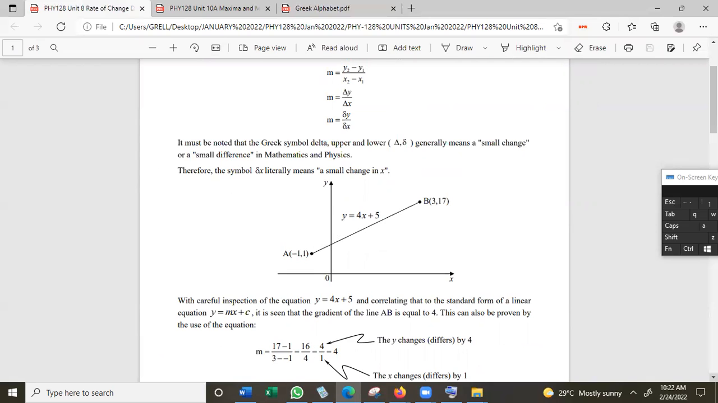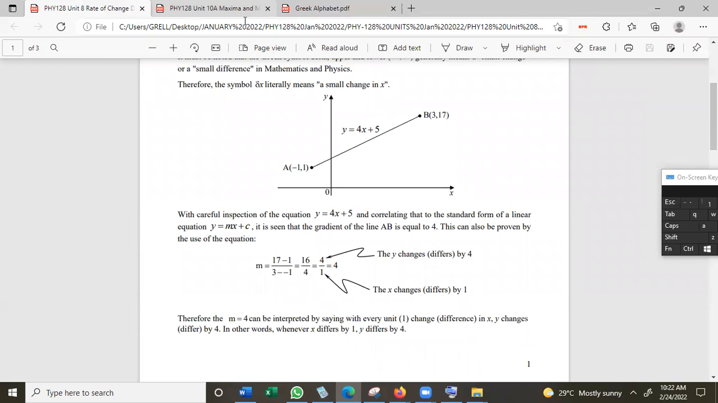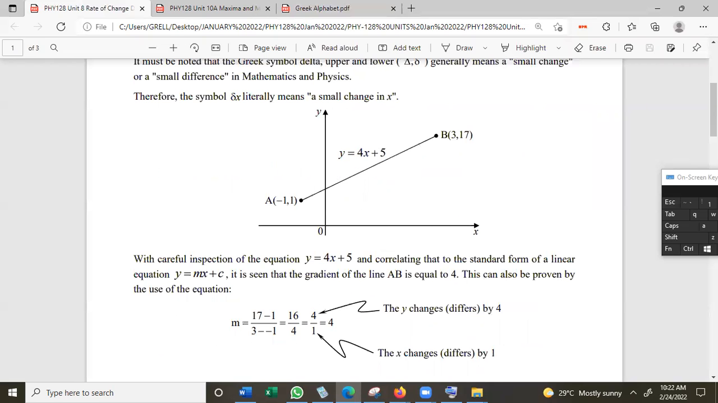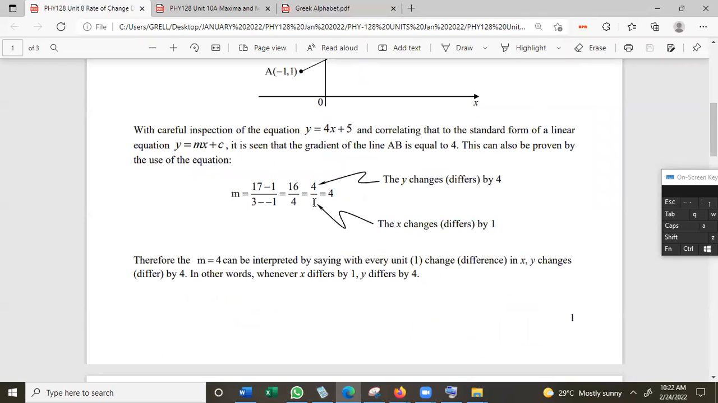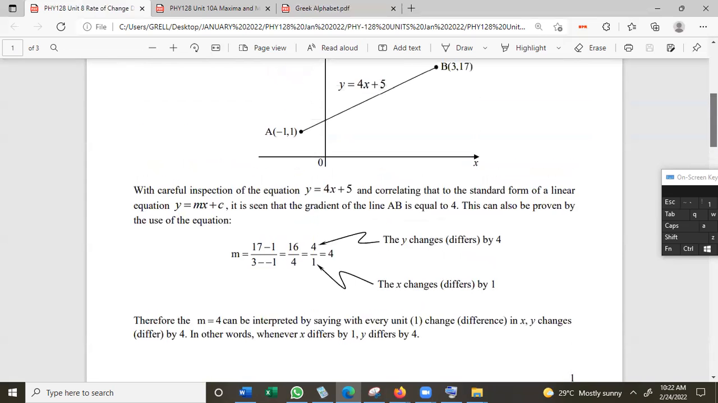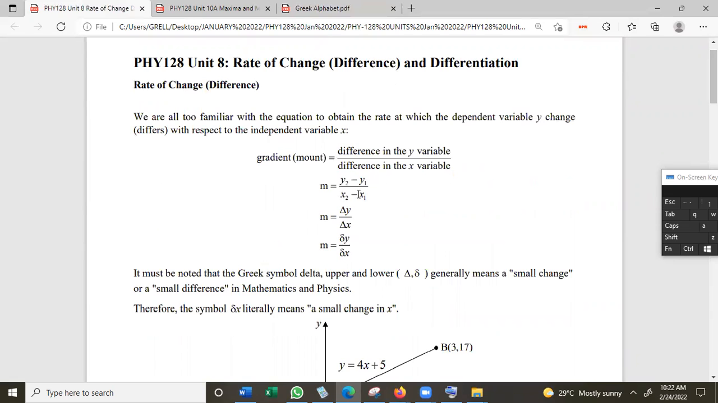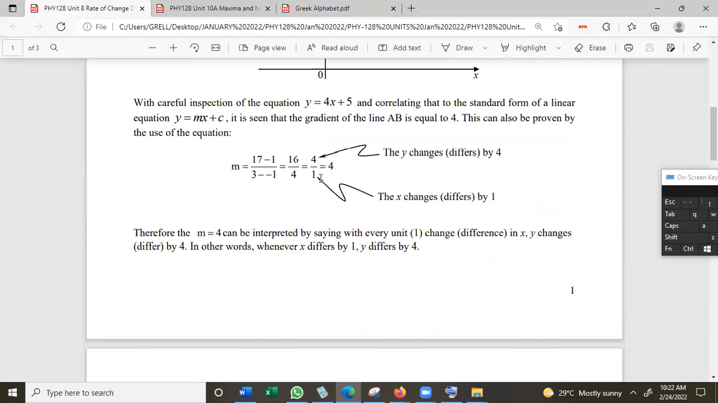Don't ignore or take lightly that 4 over 1. Most times we forget the 1, because the 1 helps you to define the gradient. So please, from now on, whenever you see gradient, think of the 1 below, and the 1 below represents the change of x, x2 minus x1. So that 1 there is x2 minus x1, that 4 is y2 minus y1.